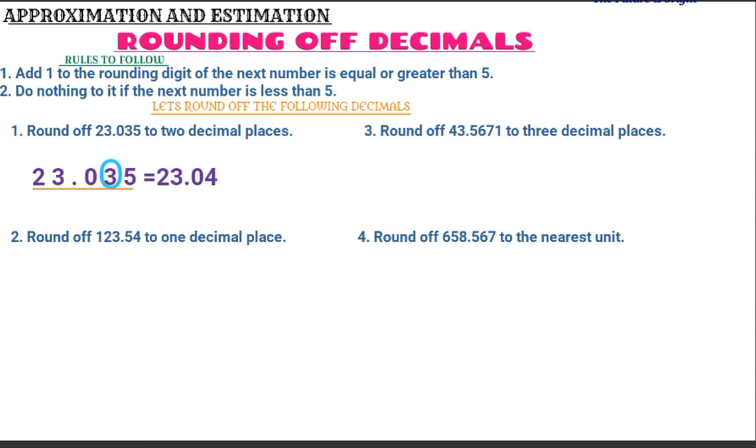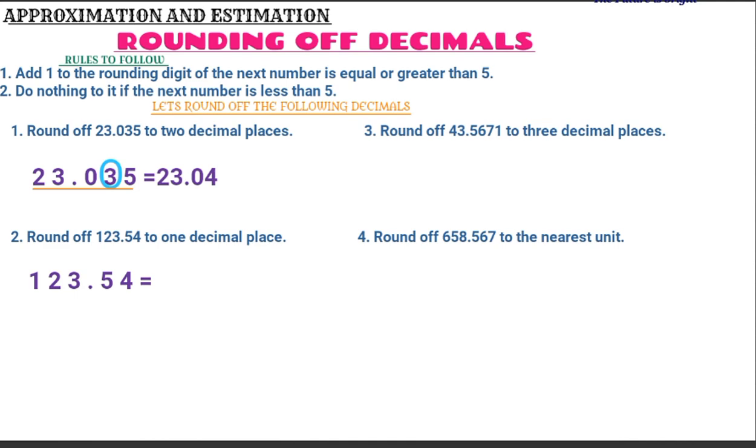Let's go to question number 2. Round off 123.54 to 1 decimal place. What I'm going to do is rewrite that number down. Then we are asked to round off 123.54 to 1 decimal place.